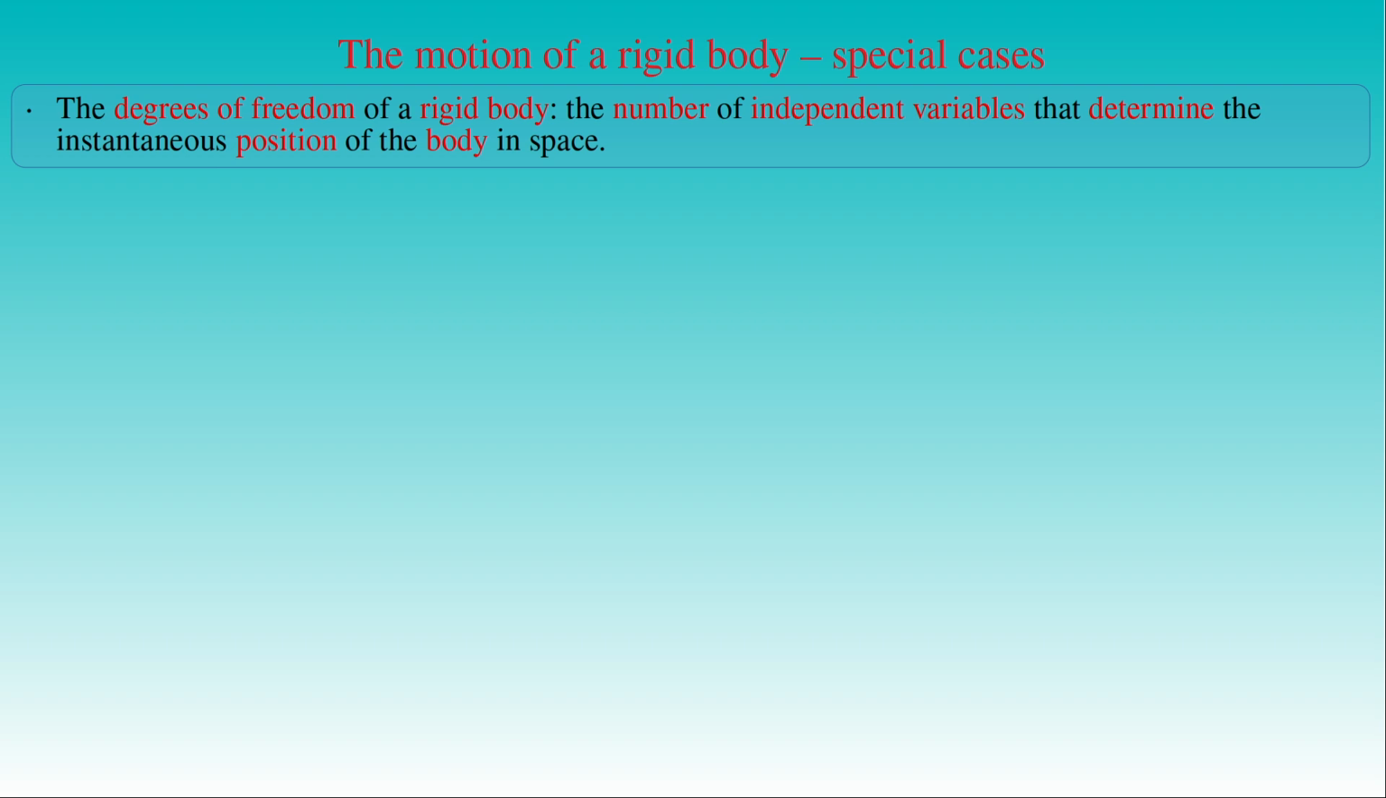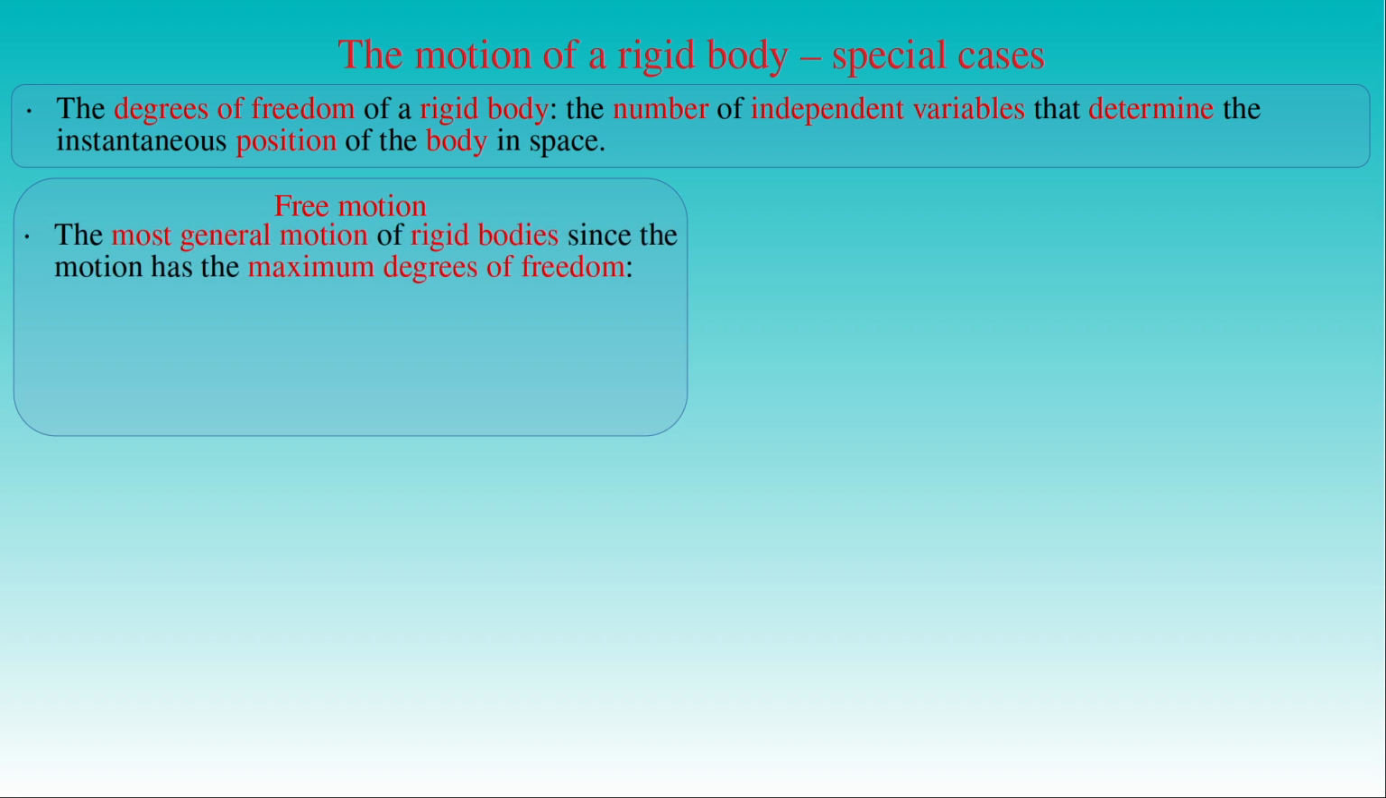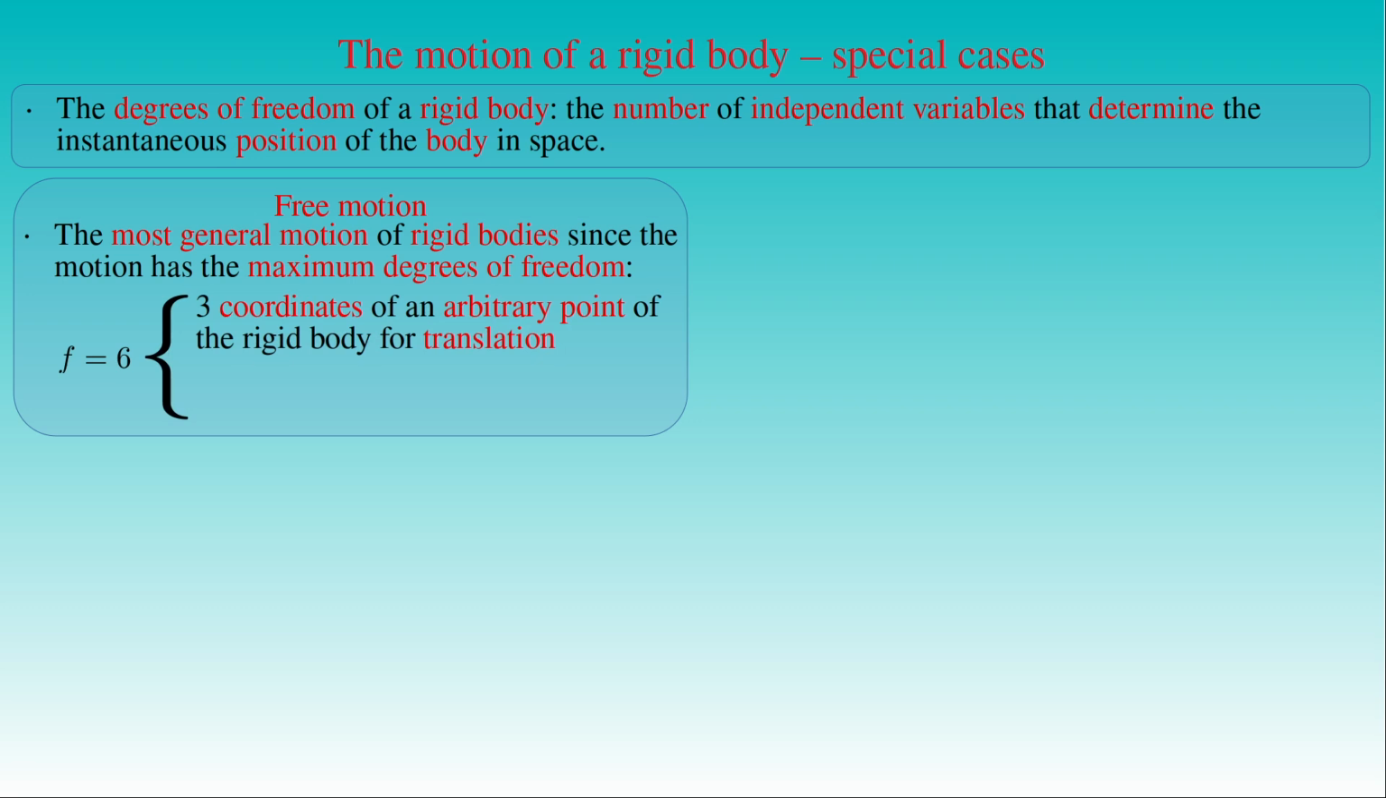The first group describes the free motion of rigid bodies, which is their most general motion since free motion has the maximum degrees of freedom. As already seen, the degrees of freedom f describing the free motion of a rigid body is equal to 6, where 3 data determines the coordinates of an arbitrary point of the body associated with the translational motion and called translational degrees of freedom, and 3 angles determine the orientation of the body known as rotational degrees of freedom.